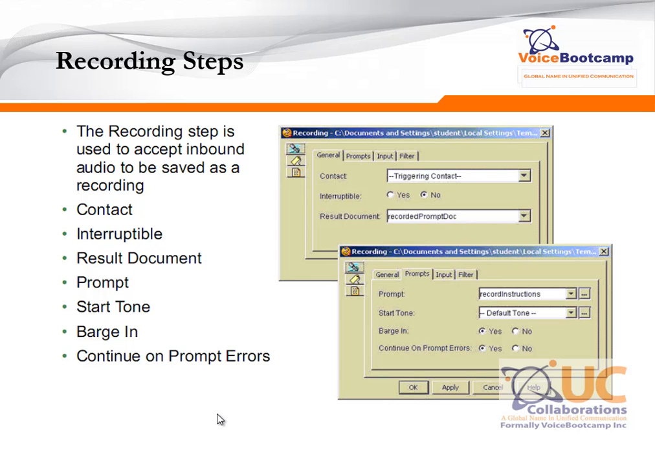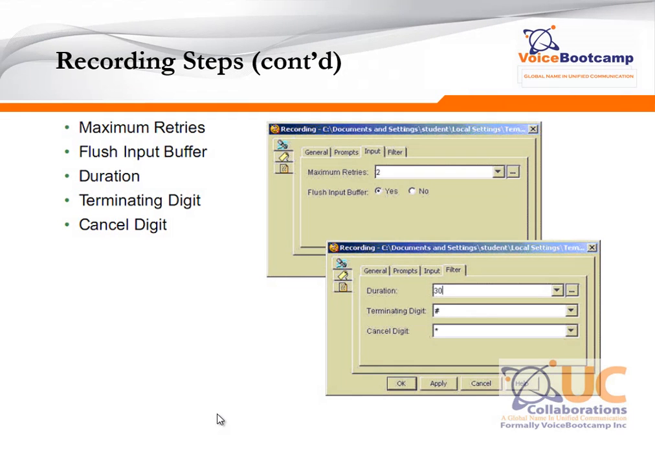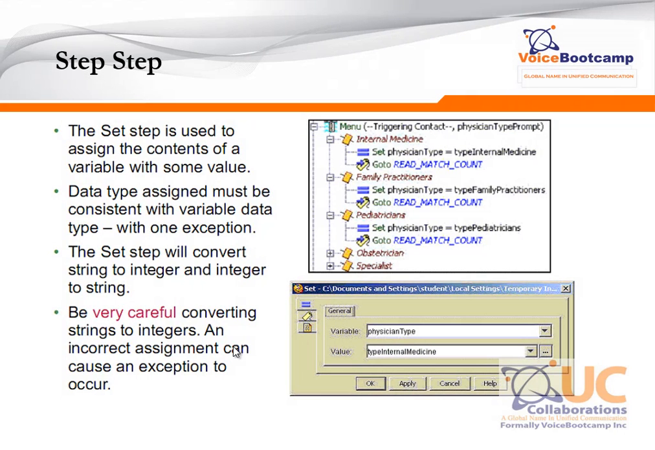So the recording step could be used to accept inbound audio to save as a recording, where you can customize the contact, interruptible. Very similar to other steps, it has various options. Recording duration can be defined, like 30 seconds maximum duration. Users have the option to terminate the recording by pressing the hash key, for example. I'll show you a recording step example in a separate lab, but in this case I will just move on to the next slide, which is the set step.